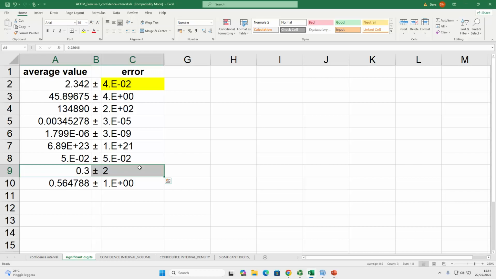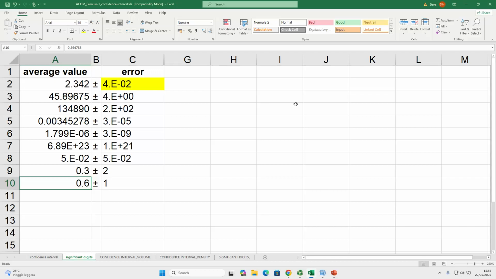Okay? And in this case, it is the same. I can copy the format. The error is 1, and the average value is below units. So I leave only one significant digit also here, and I will write 0.6 plus minus 1.